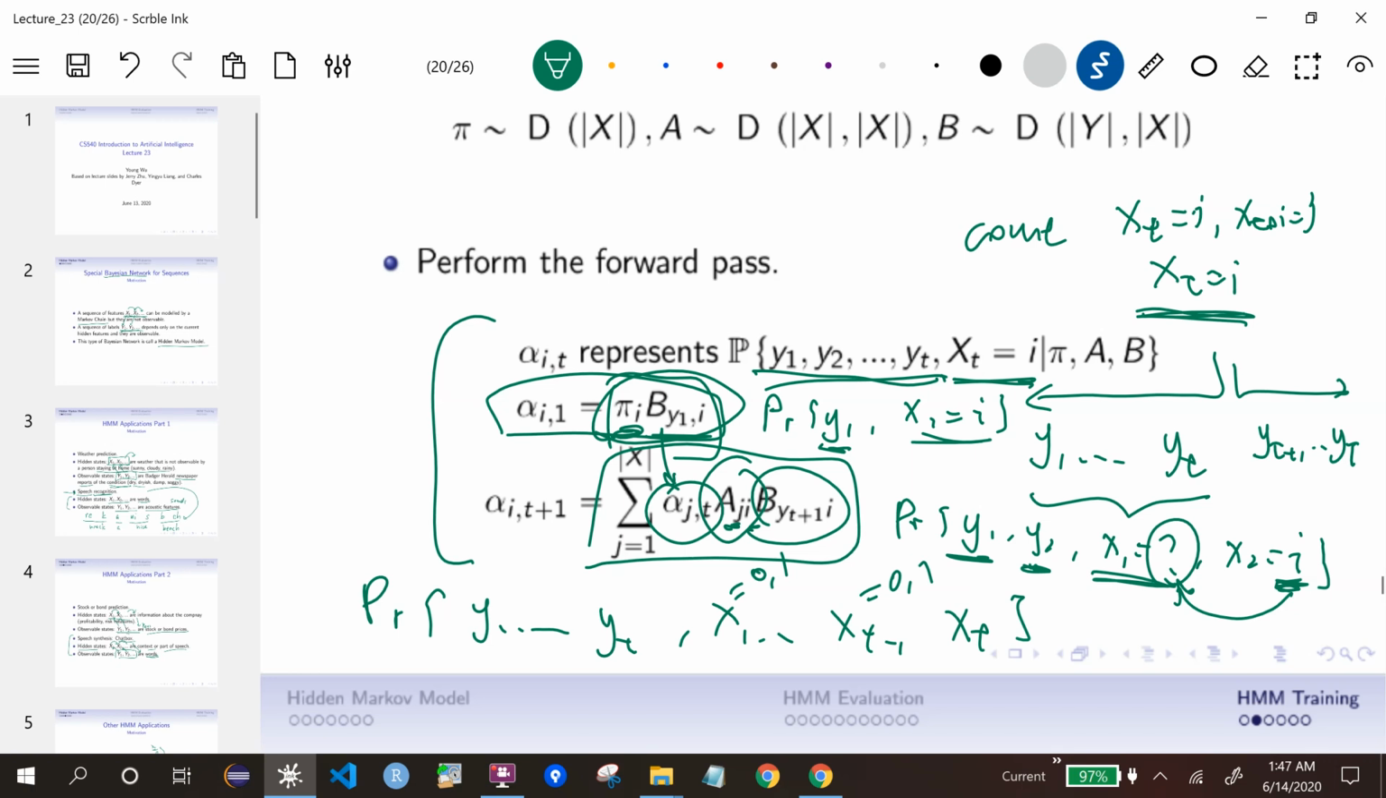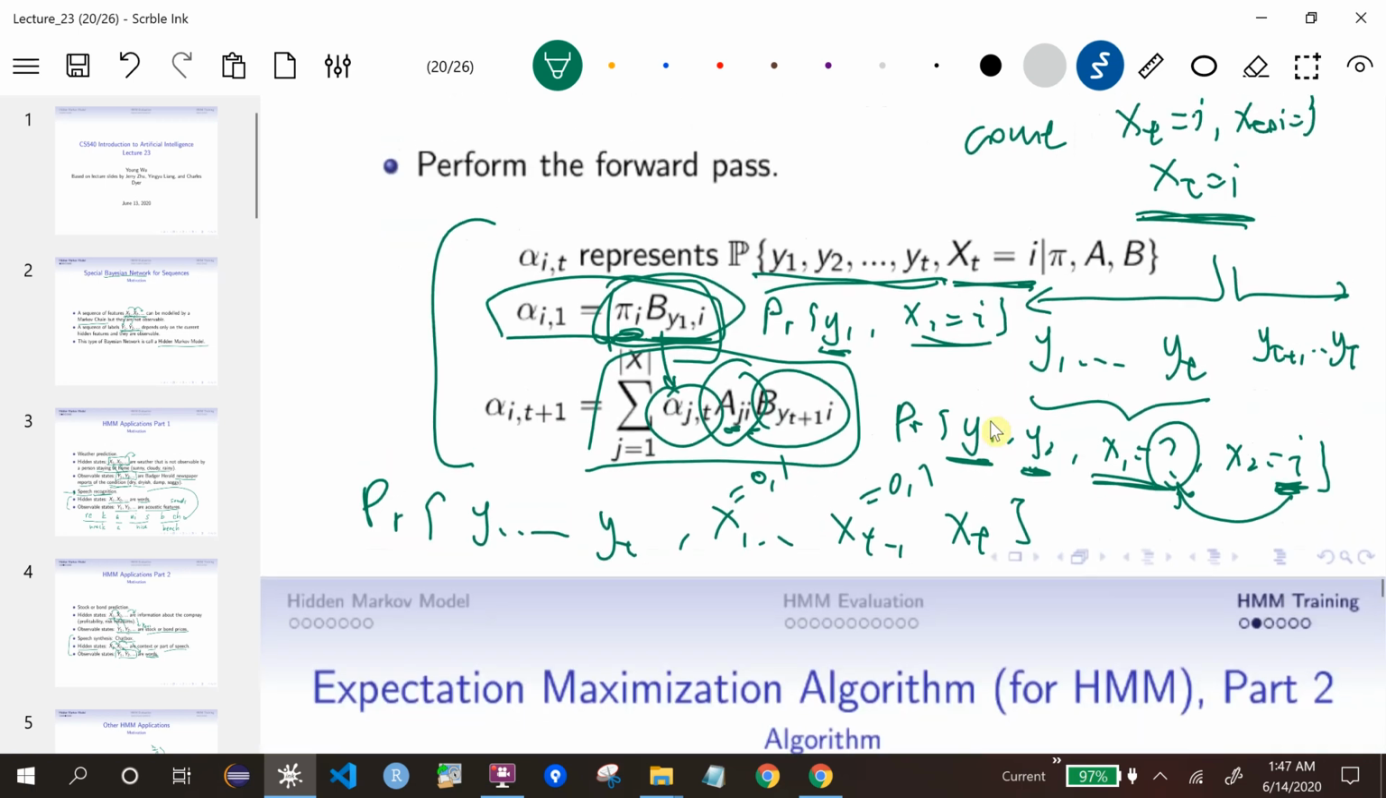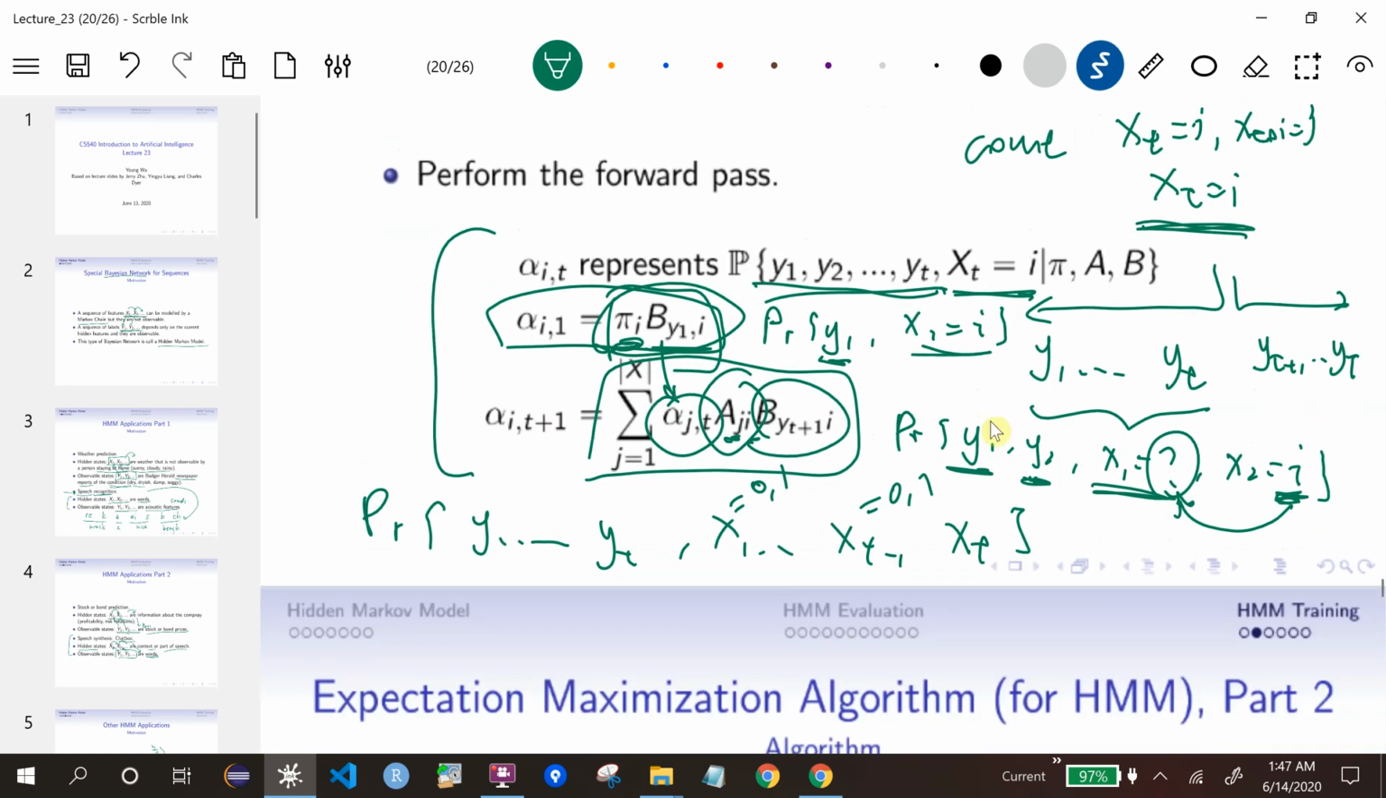So now I think you can see this recursively. If you want to look at y_1, y_2, y_3, then it's basically the y_1, y_2 probability, and suppose it ends at some state j, then we need to multiply by the probability that state j transitions to state i here. So our last state is i, and we also need the last observation y_t given our state i here.